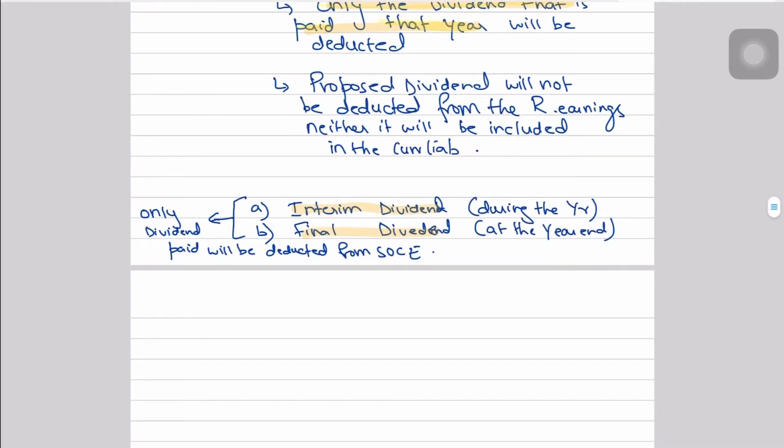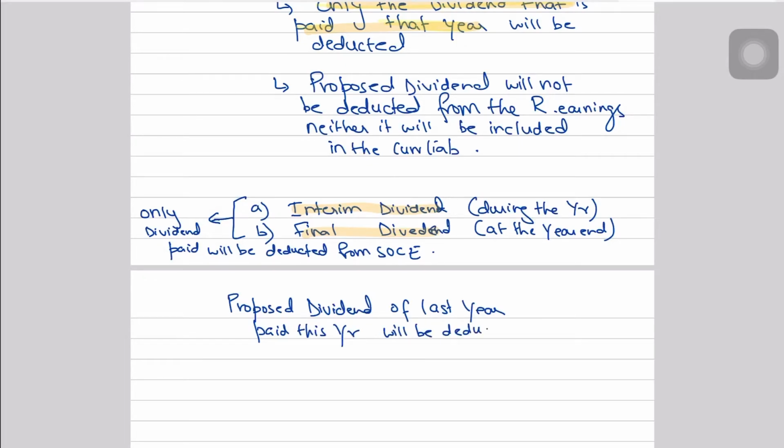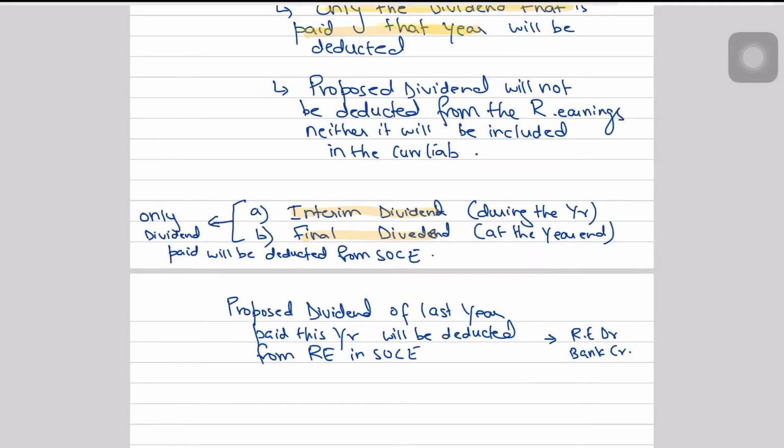So we can say that proposed dividend of last year paid this year will be deducted from retained earnings in statement of changes in equity, because now the dividend has been paid, and the same entry will be made, that is retained earnings will be debited and bank will be credited. So this is the treatment of ordinary dividend with respect to the ordinary shares.